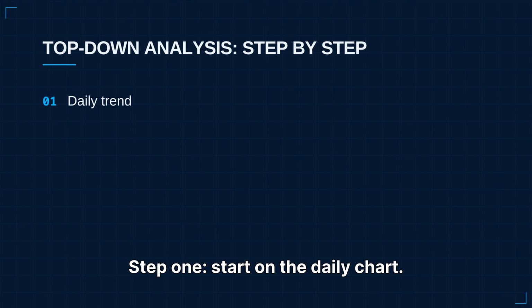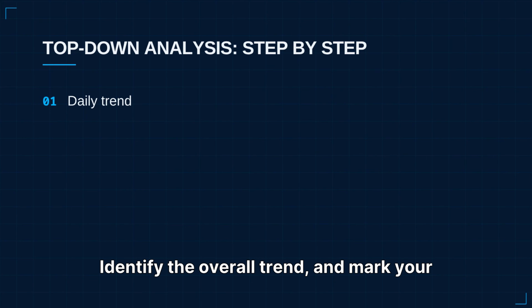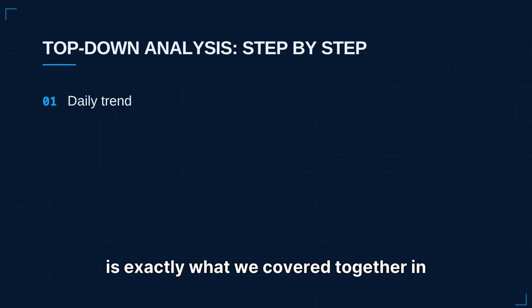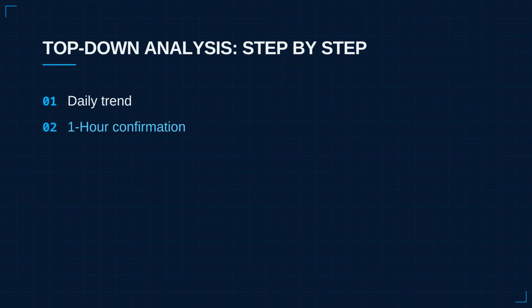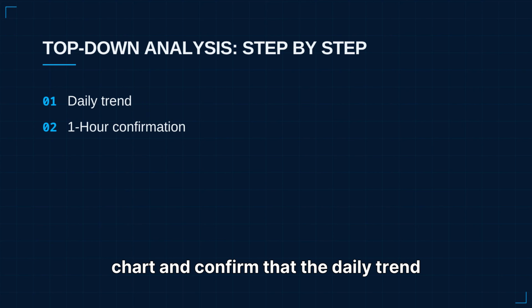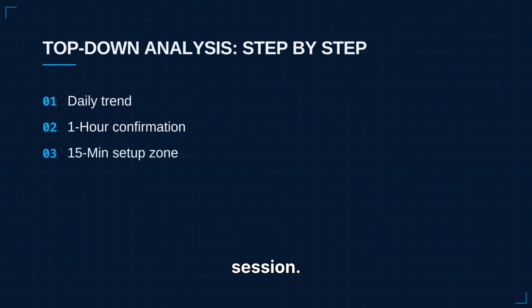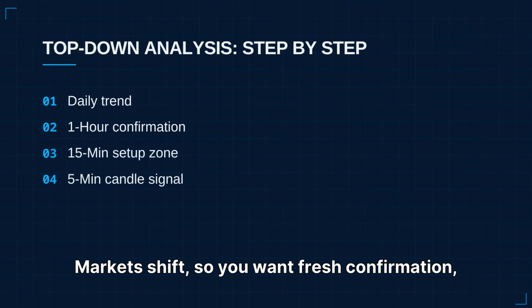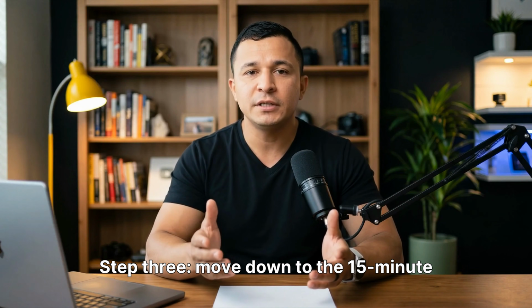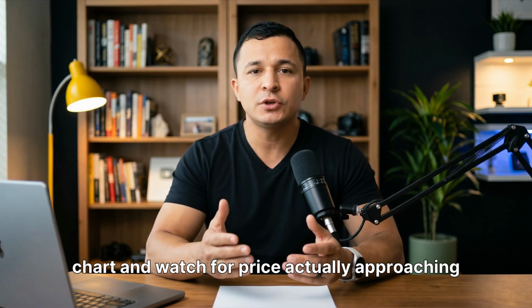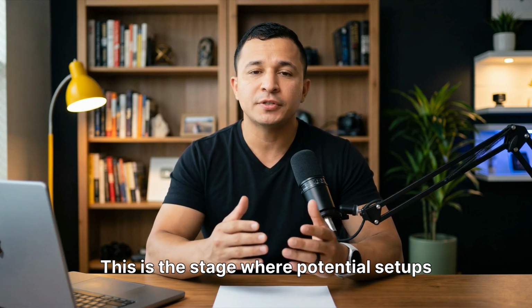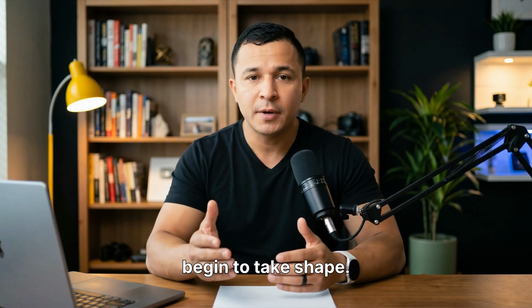Step 1. Start on the daily chart. Identify the overall trend and mark your major support and resistance levels. This is exactly what we covered together in day 3. Step 2. Drop down to the 1-hour chart and confirm that the daily trend is actually still intact for the current session. Markets shift, so you want fresh confirmation, not an assumption. Step 3. Move down to the 15-minute chart and watch for price actually approaching one of the key levels you marked earlier. This is the stage where potential setups begin to take shape. Step 4.